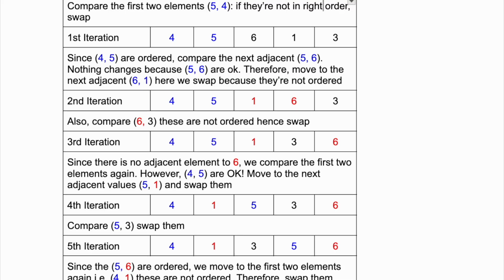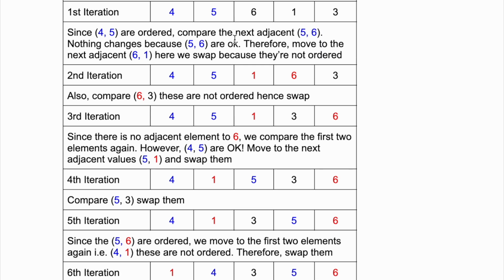Then the question is, are 5 and 4 in the right order? No. So what does it do? You swap. So swap them. Then from 5, 4, we now have 4, 5, which is the correct order. Okay? These two adjacent first. After you have swapped this, you move to the next iteration.